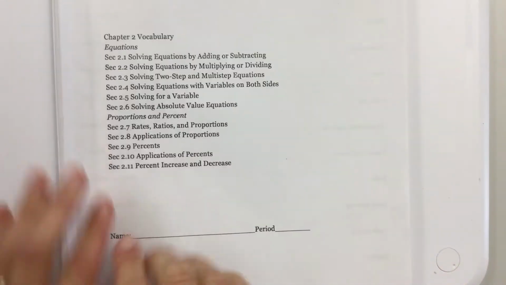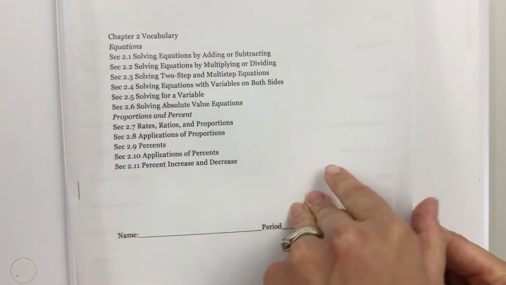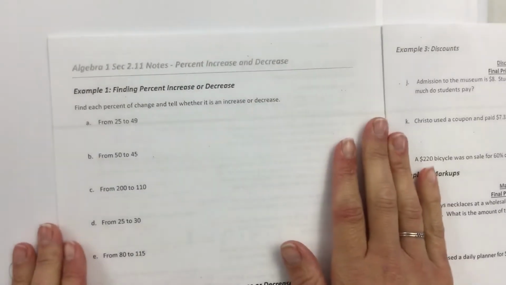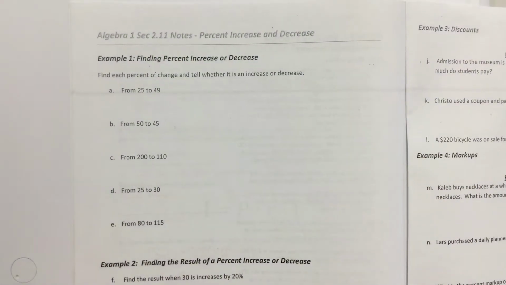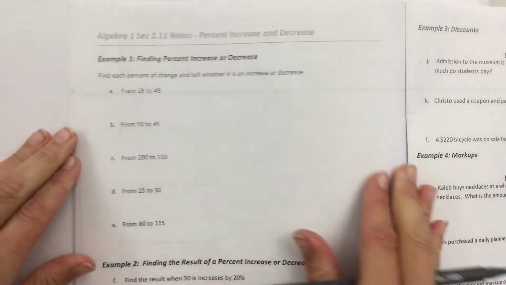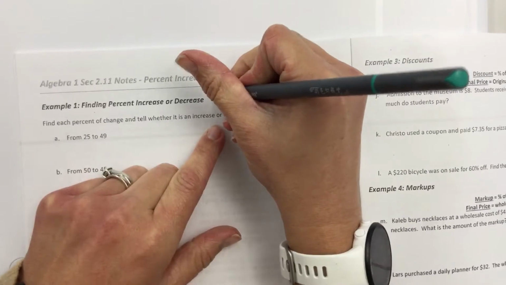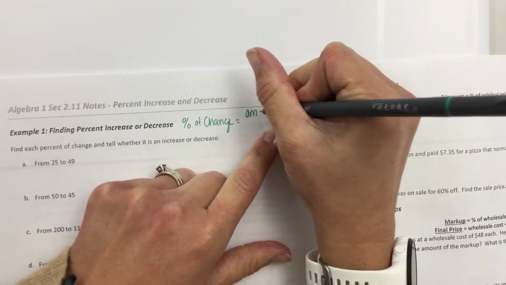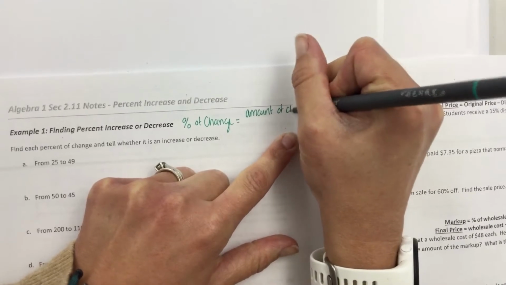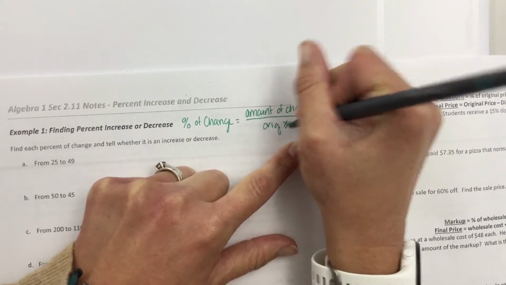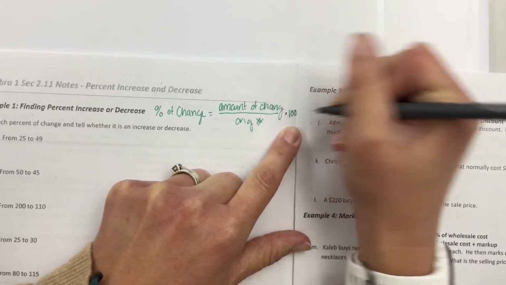Okay, Algebra 1, we are doing the last section in this packet. It is percent increase or decrease. So people also call this percent of change. There's a fairly simple equation we can use for this. So I'm going to write that up here. Percent of change can be found by taking the amount of change divided by the original number, and then to get it to a percent, you have to multiply it by 100.